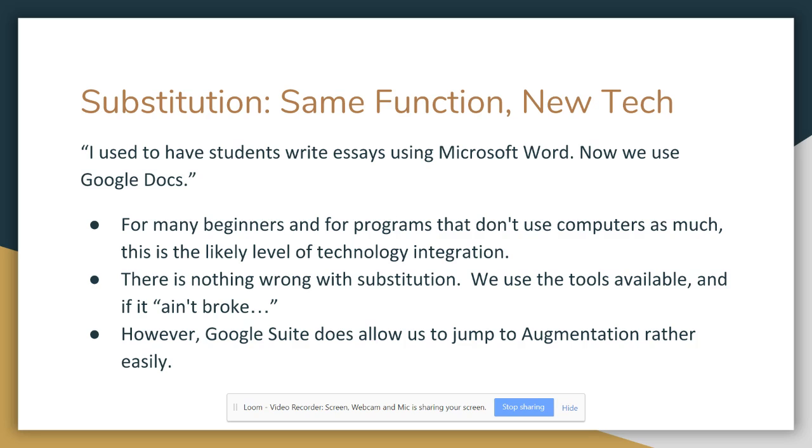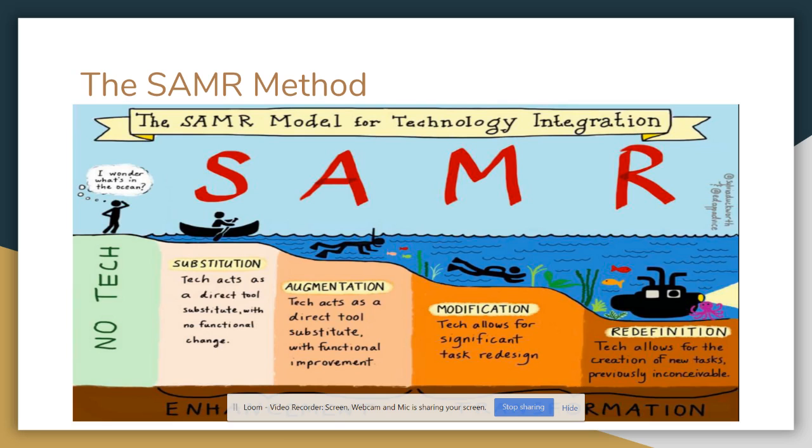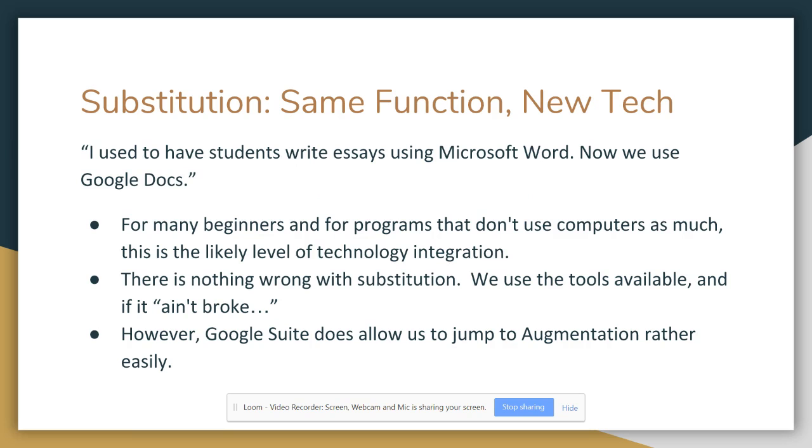There is nothing wrong with substitution. Please don't think that if we look back at this image that I want everybody to be a submarine. I don't mind using canoes and kayaks, okay? Using canoes are great, okay? It's really, I mean, if it ain't broke, don't fix it. When we have those tools available, we should use them, and we need to use the tools that are best utilized within the workplace and within post-secondary options, okay? However, Google Suite does allow us to jump to augmentation rather easily, okay, for most of our classrooms. And let's talk about how that'll work.